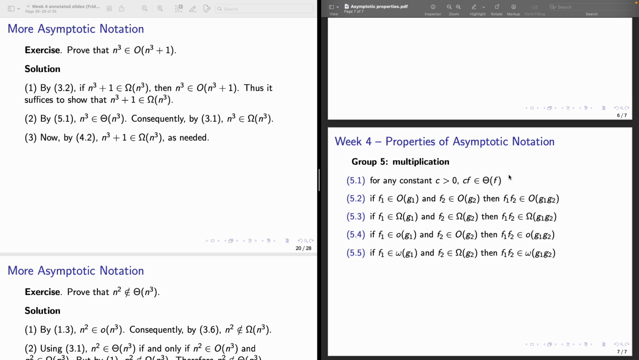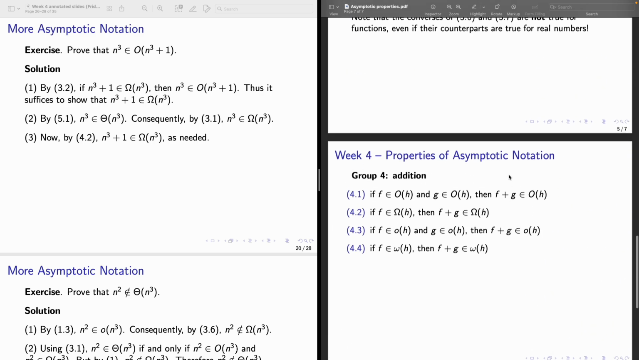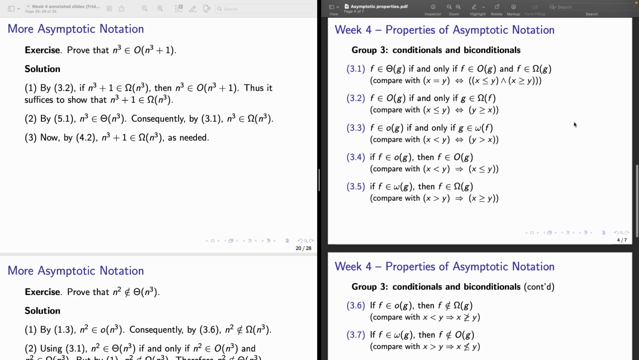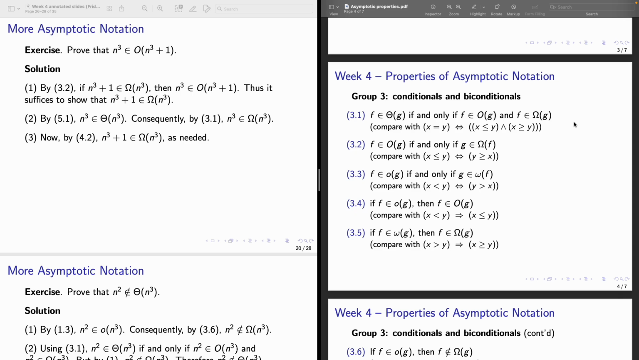In this case, we use a constant c equals 1. N cubed is in big omega of itself. It's easy. And then we use the rule that f is in big theta of g if and only if f is in both big O and big omega of g.